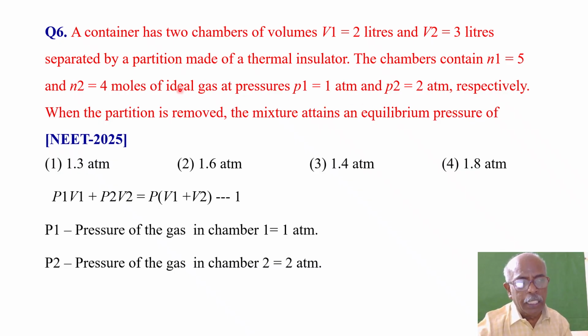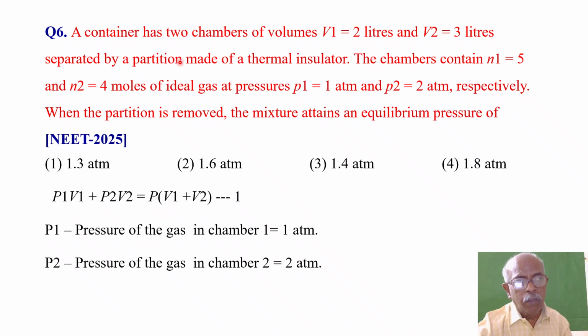When the partition is removed, the mixture attains an equilibrium pressure of how much? The options are: 1.3 atm, 1.6 atm, 1.4 atm, and the last one is 1.8 atm.